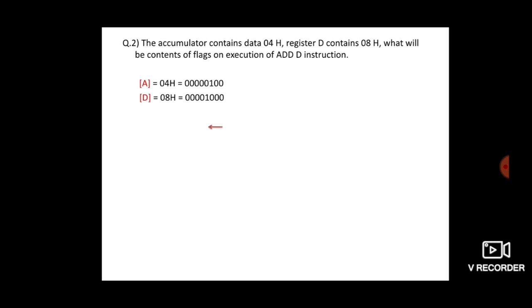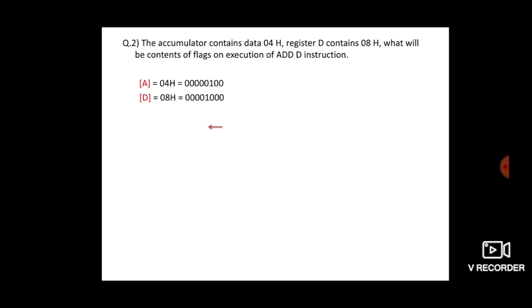Both values are converted into hexadecimal numbers. Then what will be the content of the flags? In this problem, first execute the instruction. After execution of the instruction, the content of the flags will be calculated, depending upon the set or reset conditions. Now see, the accumulator contains 04H.